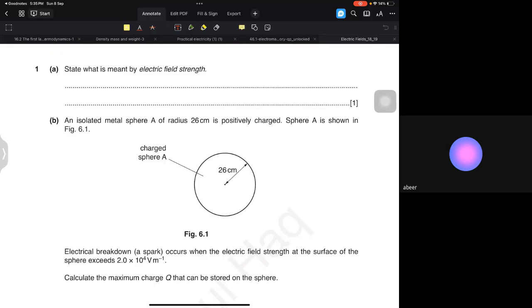So for 1 mark only, they ask you the field strength. So it's best to write that it is the force acting per unit charge. It's even better if you add positive charge, but it's all right, even if you write it like this.